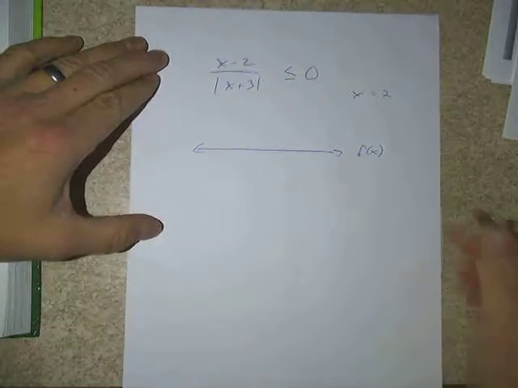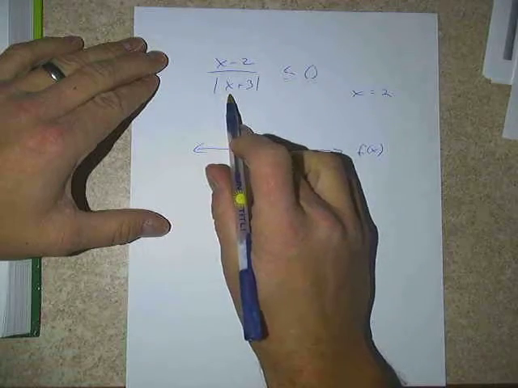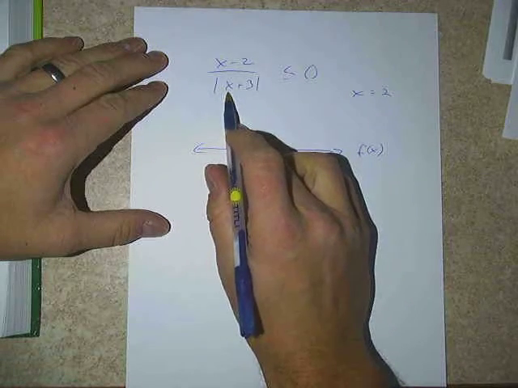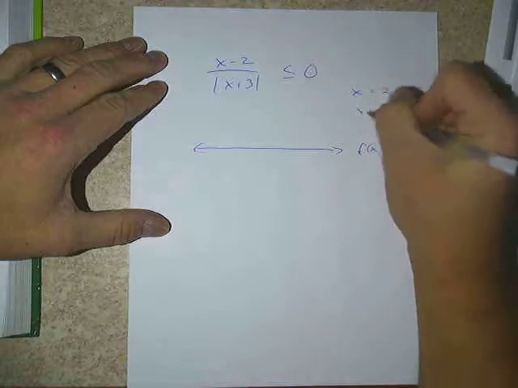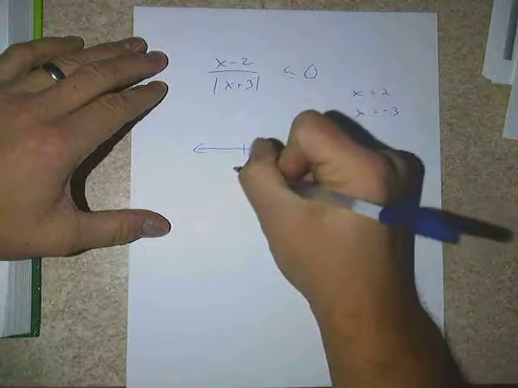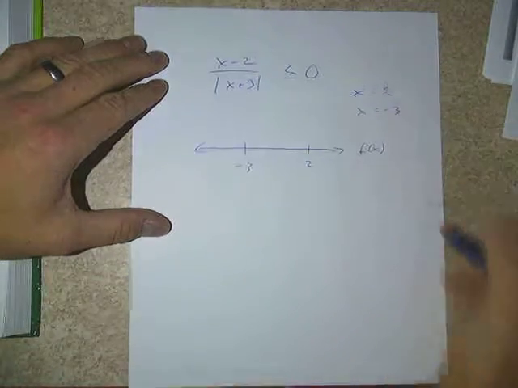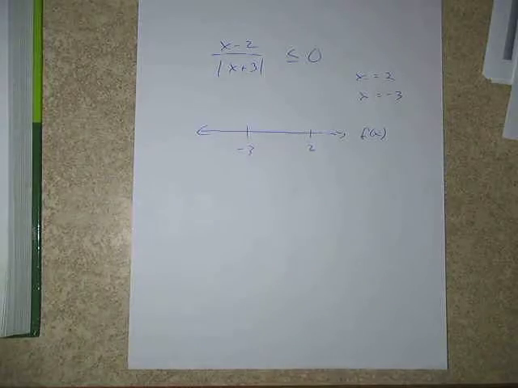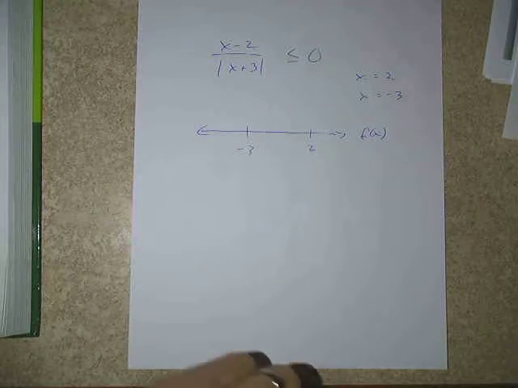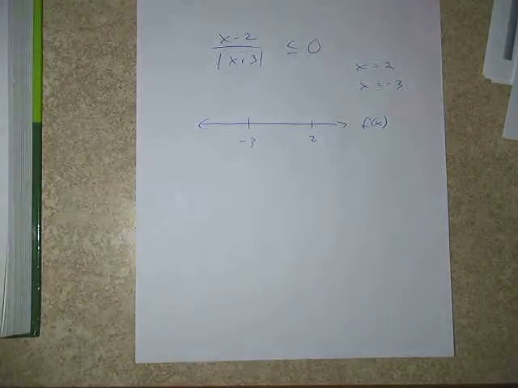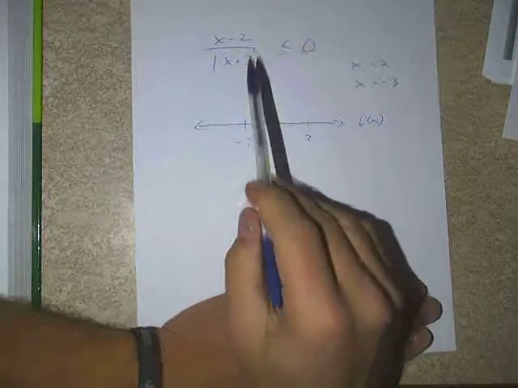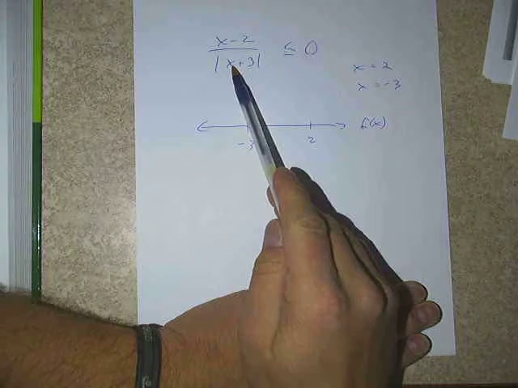The top would equal 0 if we plugged in a 2, so x equals 2 would be a split point. And then in the absolute value, negative 3 would make this 0, so x equals negative 3 would be another split point. Nothing much changes here other than that we have to pay attention to the absolute value part when we do our test.